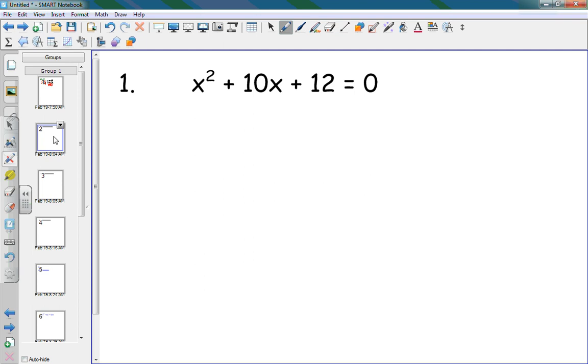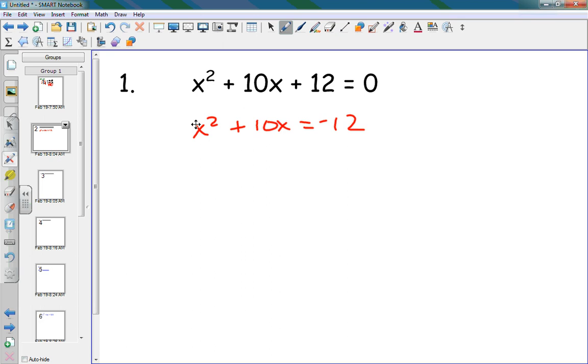So step 1, what do I do? Why am I subtracting 12? Because I need to move the constant term over to the other side. Step 2, what do I do? Make sure x squared is 1. I need my leading coefficient to be a 1. My leading coefficient is the x squared term, and it is in fact a 1. So step 3, what do I do?